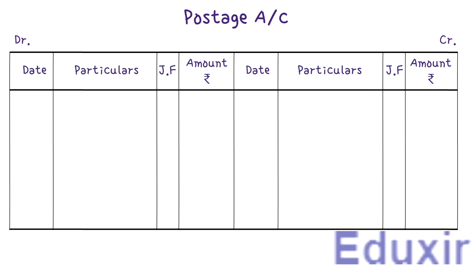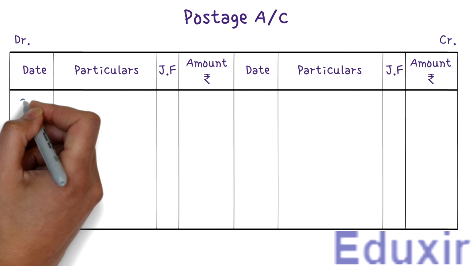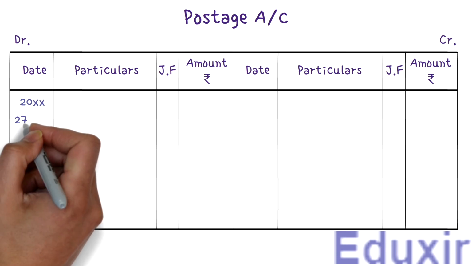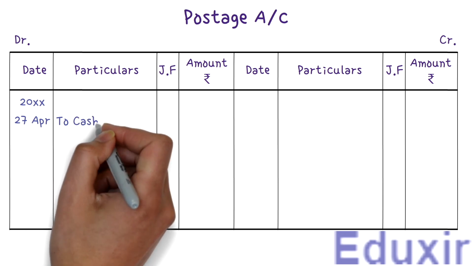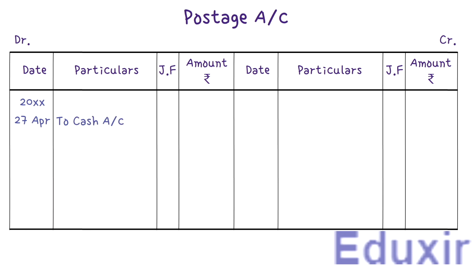As this is the first entry on the debit side, let us first write the year in the date column. Let us then write the date. We need to write to cash account into the particulars column. Let us then write the debit amount of 60 rupees in the amount column. That completes the posting of this journal entry into postage account. Let us now take up the next entry.